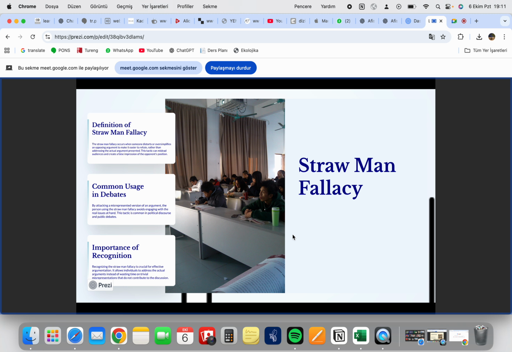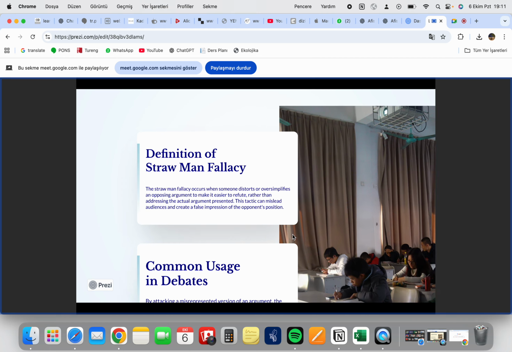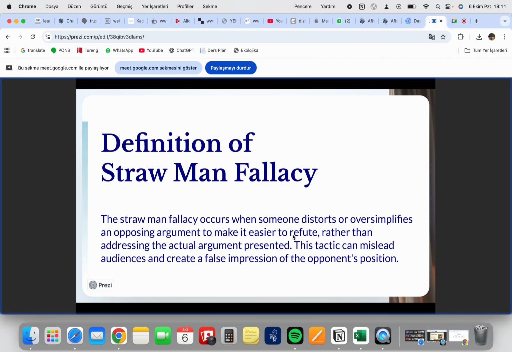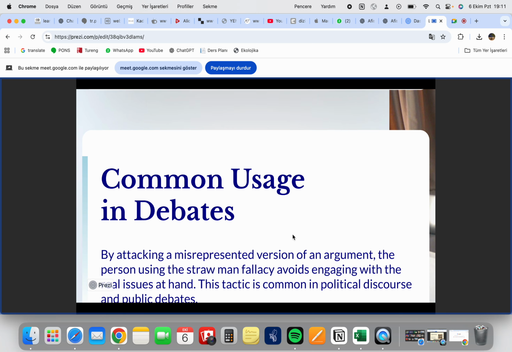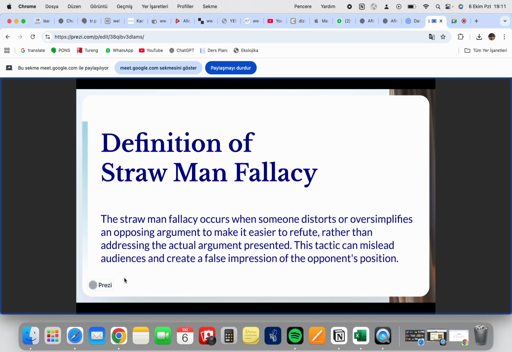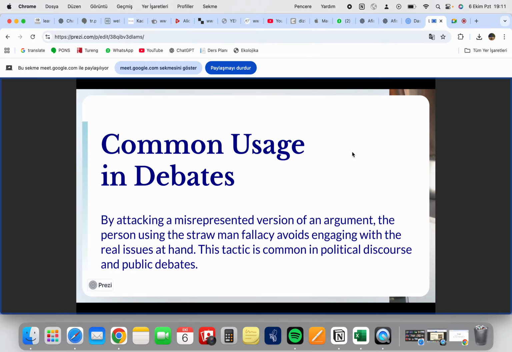To learn how real logical discussion works, we should use them in our real life. And there's a definition of the strawman fallacy in there too. It says this tactic can mislead audiences and create a false impression of the opponent's position. It's really used to do that. I mean, if you watch debates, you will just see it. They usually use that.